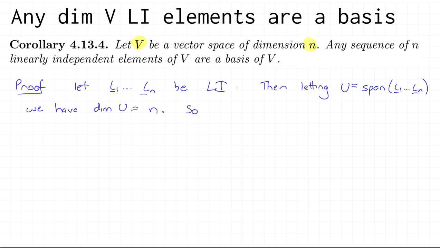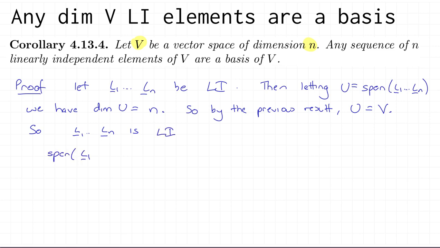So by the previous result, U is all of V. Okay, so what do we now know? We know that L1 up to Ln is linearly independent. We know that the span of L1 up to Ln, which we called U, is actually equal to V, and therefore L1 up to Ln is a linearly independent spanning set for V. That is, it's a basis for V.